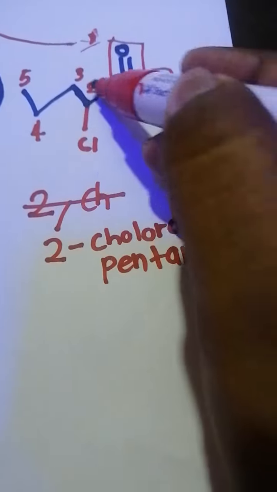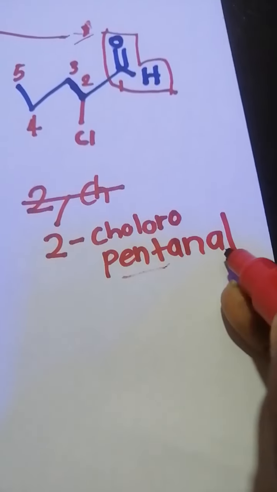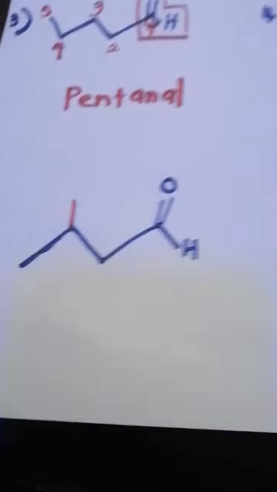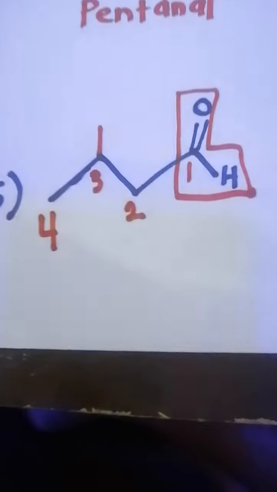2 chloro pent because of 5 carbon, and null because of the functional group. Now, this might seem a little complicated as well. First one will be the first carbon, because we know that the aldehyde functional group always start with the first carbon. So we assume this is the first carbon, second carbon, third carbon, and fourth carbon.